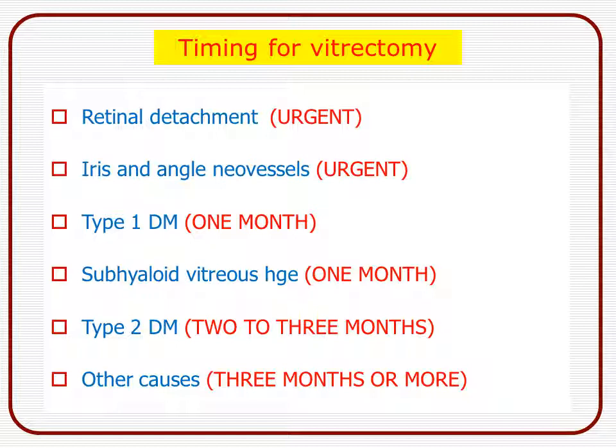Timing of the vitrectomy: it is urgent in retinal detachment and iris or angle new vessels. In cases of type 1 diabetes, it may be up to 1 month; subhyaloid vitreous hemorrhage, 1 month; type 2 diabetes, 2 or 3 months; other causes, 3 months or more.